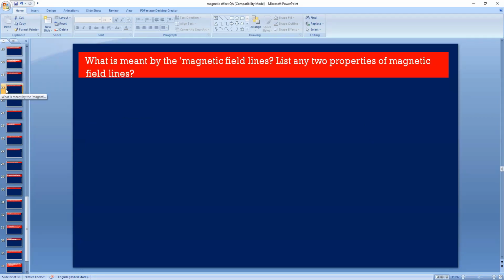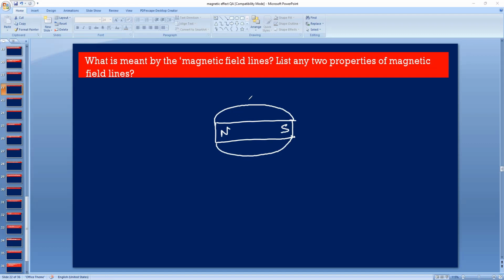What is meant by magnetic field lines? List any two properties of magnetic field lines. Magnetic field lines are imaginary lines from North Pole to South Pole. Any two properties we have already discussed. Magnetic field lines always come from North Pole to South Pole. Magnetic field lines are uniform. No two magnetic field lines will intersect each other. This answer we can give.